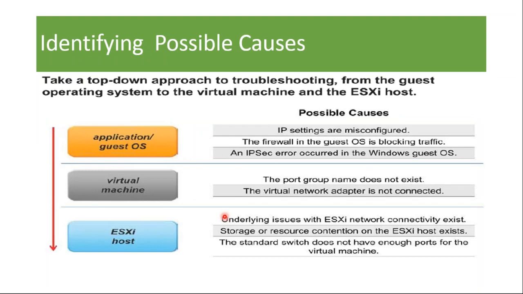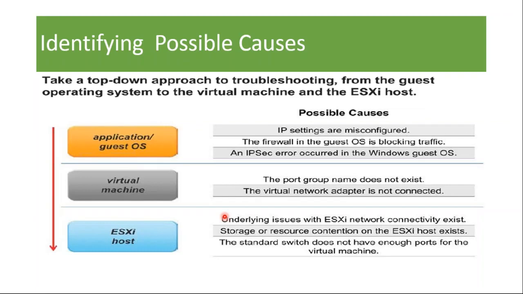So identify the possible causes for your virtual machine network down. Take a top to down approach to troubleshooting, from the guest operating system to the virtual machine and the ESXi host. Whatever OS is installed on your VM, that is called your guest operating system. First verify from your guest operating system.